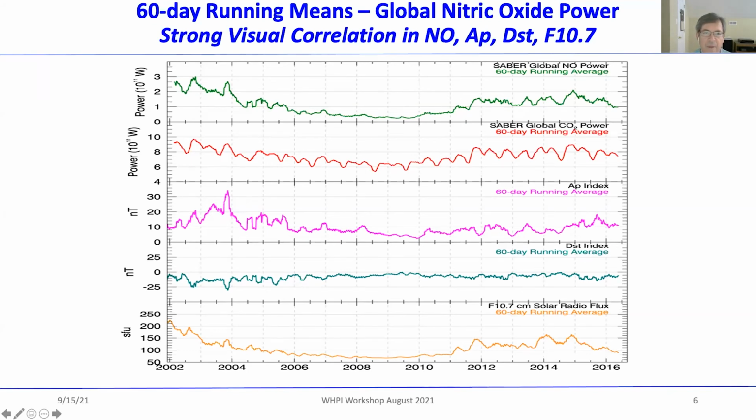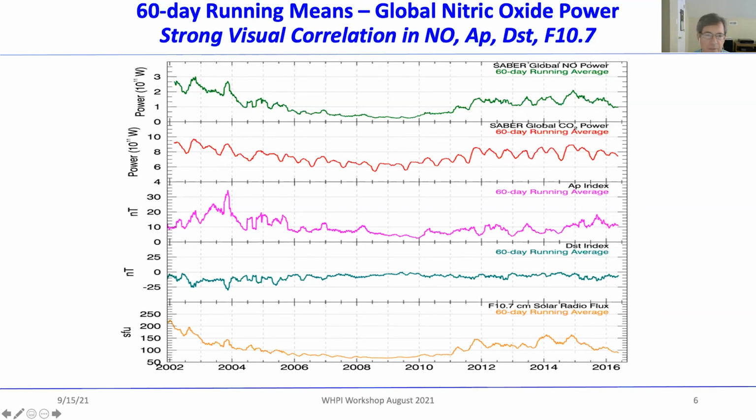And at the top frame here, this is what the nitric oxide 60-day running average looks like. We also do this for carbon dioxide, and this is the power in watts, or 10 to the 11th watts, radiated by nitric oxide and carbon dioxide. Then we have the same average for AP, DST, and F10.7. And what we notice, looking at the nitric oxide power and AP, is strong visual correlations between the two indexes, averaged here at 60 days. Some anti-correlations with DST, and also again, strong correlations with F10.7.